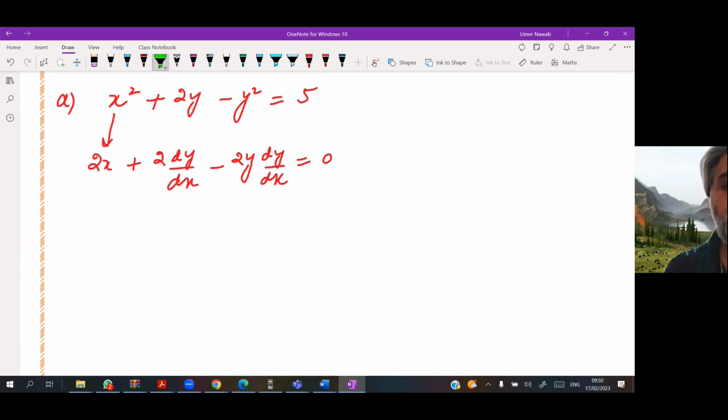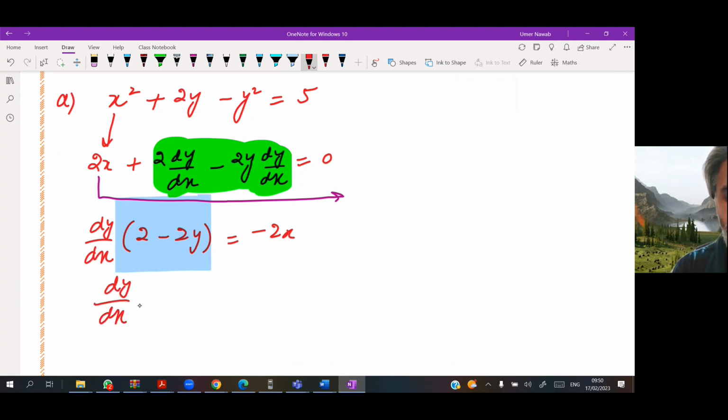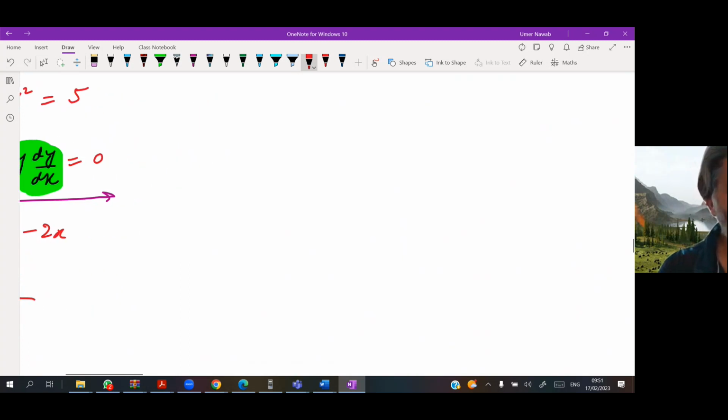Now what you need to do is combine, that is, take dy by dx factor, and send the other term, which is without dy by dx, to the right hand side. So I'm going to take dy by dx common. So 2 minus 2y is left within the brackets, and 2x goes to the other side, becomes minus 2x. Now this bracket is multiplying here. When you send it to the other side, it will be divided. So dy by dx is equal to minus 2x over 2 minus 2y. That's the final answer for this implicit differentiation.